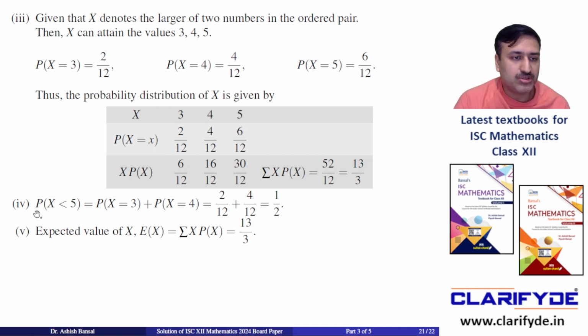Now in order to find probability X less than 5, we need probability X equal to 3 plus probability X equal to 4. We add the two values to get half. To find the expected value of X, we need to sum the values of X times P(X). So we compute X P(X) and the sum is 13 by 3, hence the expected value of X is 13 by 3.